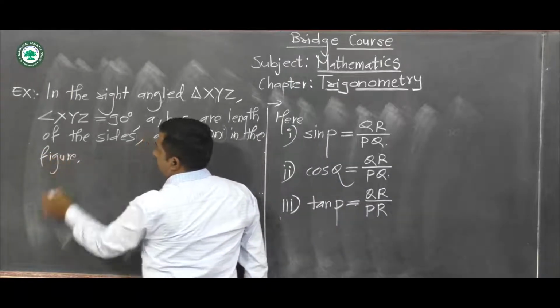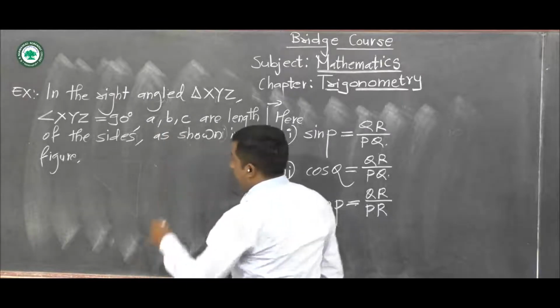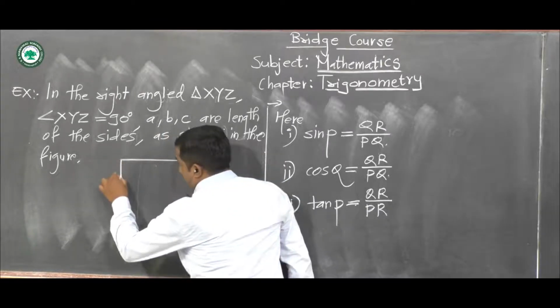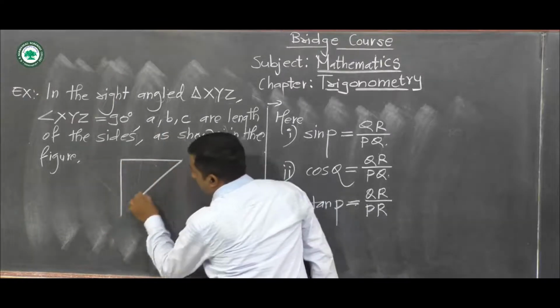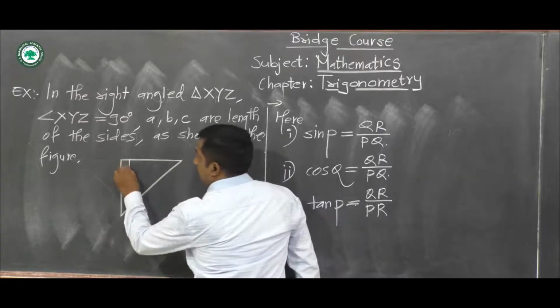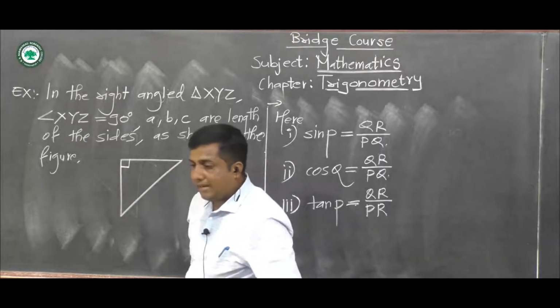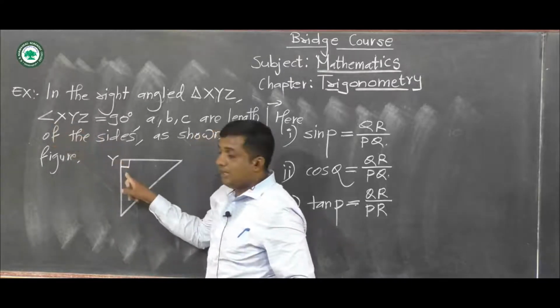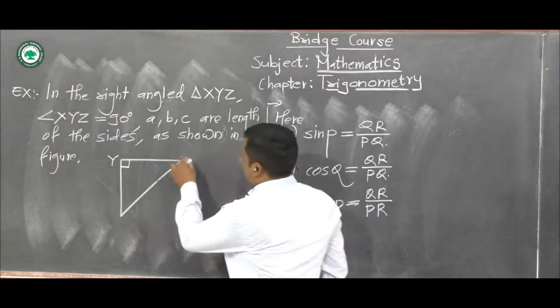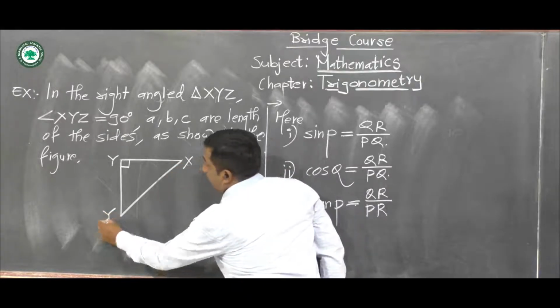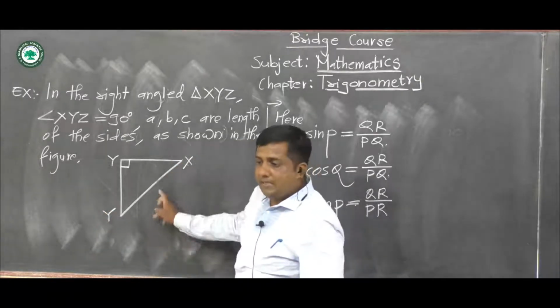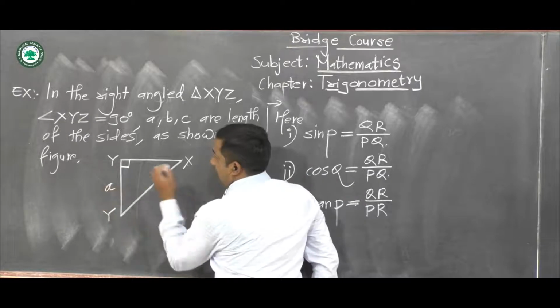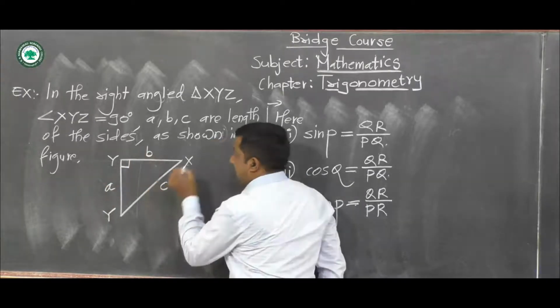Okay, here figure is like this. This is our right angle triangle. हा आपला ट्रायंगल आपण घेतलाय. Here is right angle and right angle is at Y. Here given measure of angle XYZ is 90 degree. Here also given X, here given Y. A, B, C are length of the sides. Here is A, येथे B आणि येथे C आपण घेतलाय.